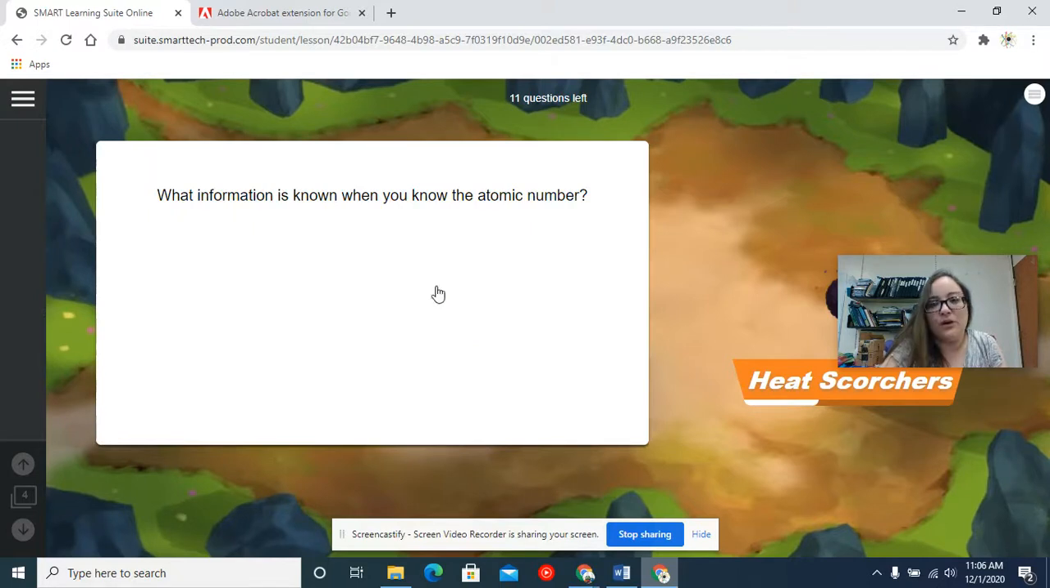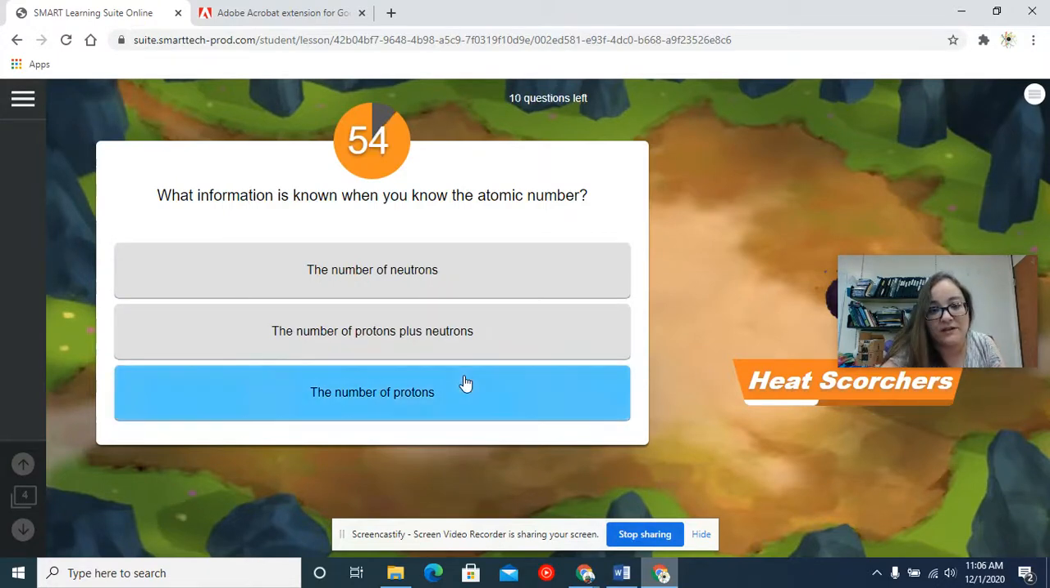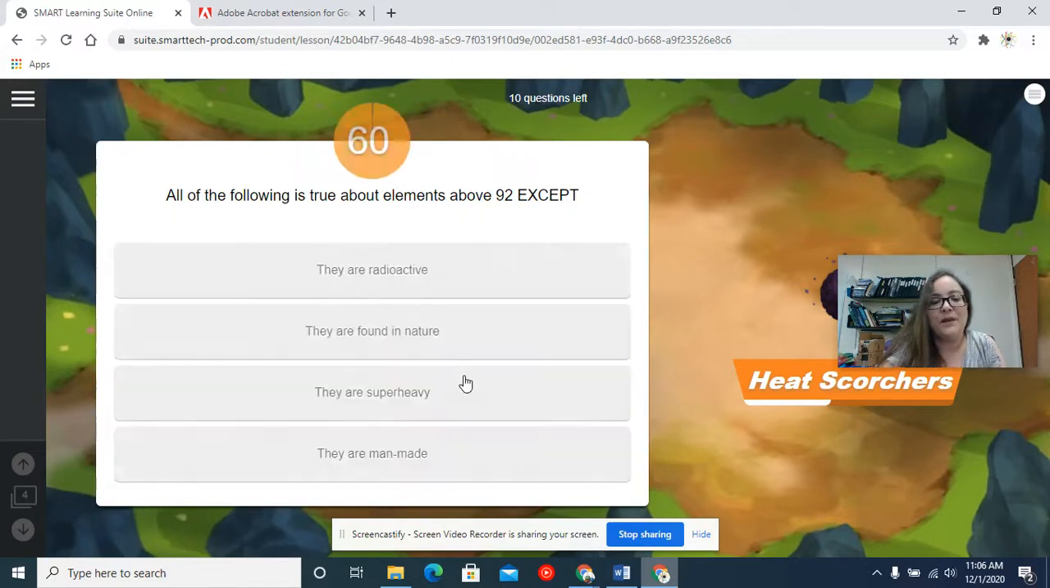What information is known when you know the atomic number? So when you know the atomic number, you know the number of protons. You also might know the number of electrons as long as it's a neutral atom.